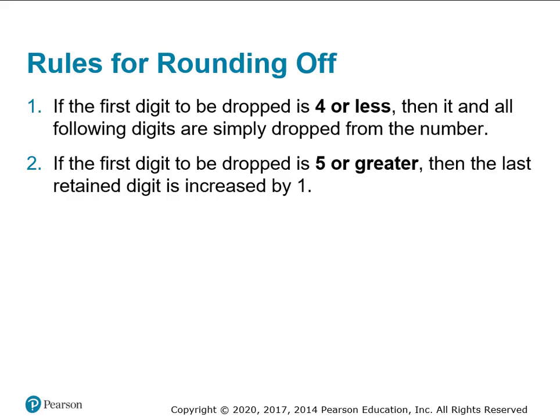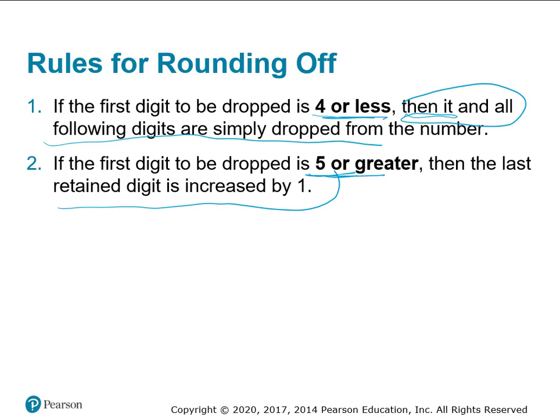If the first digit to be dropped is 4 or less, then it and all of the following digits are simply just dropped from the number. If the first digit to be dropped is 5 or greater, then the last retained digit is increased by 1. Let's look at some examples.